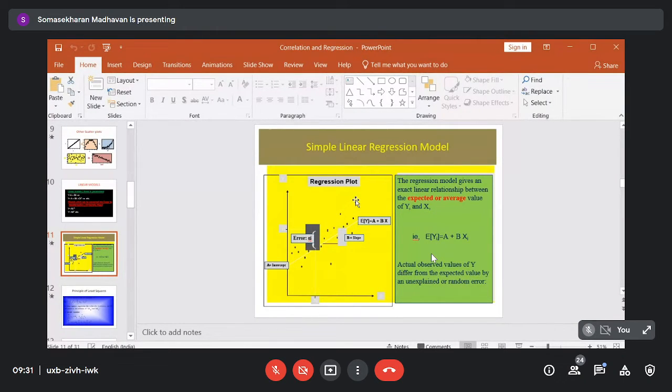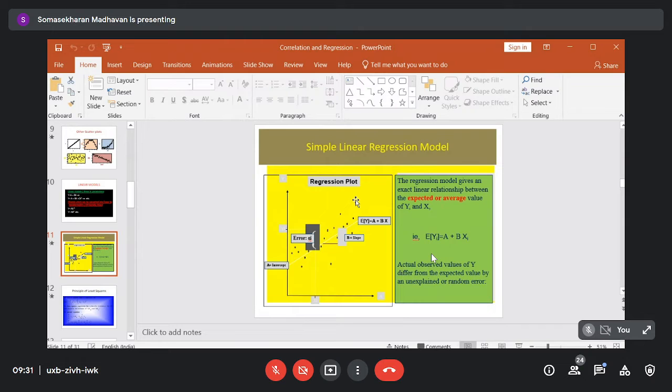Because the right side is random, you can only find the expected or the possible estimated value of Y for a particular value of X. So then what is the expected value? Expected means the average value.